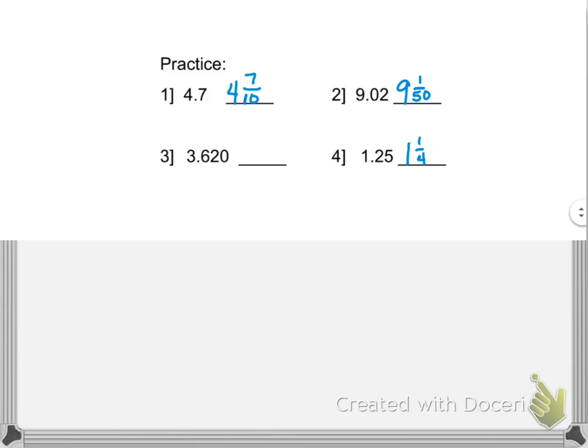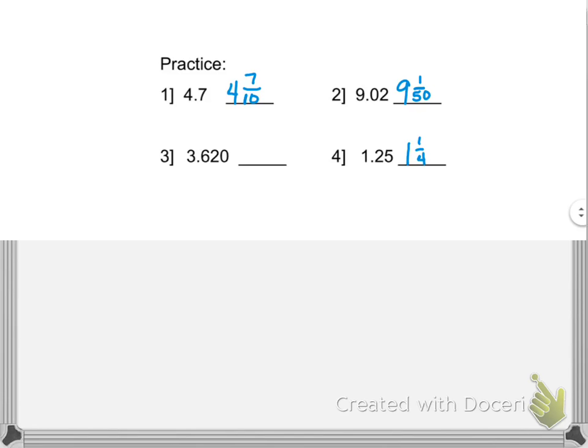All right, so here are the answers to these three problems. 4 and 7/10 is 4 and 7/10. 9 and 2/100 can be simplified to 9 and 1/50. And 1 and 25/100 simplifies to 1 and 1/4. I wanted to go ahead and work this next one out with you.